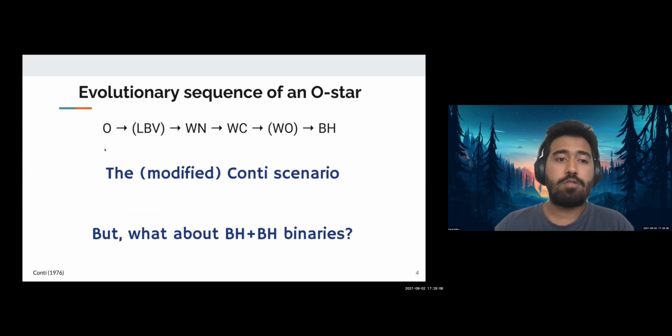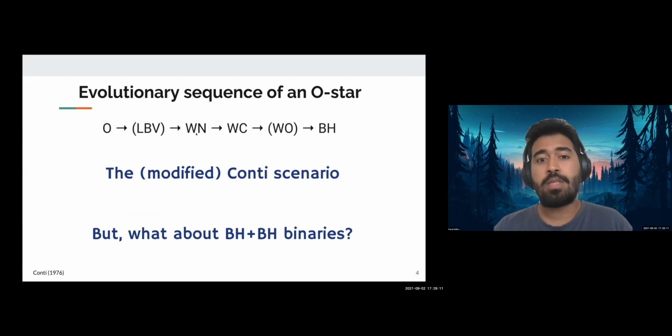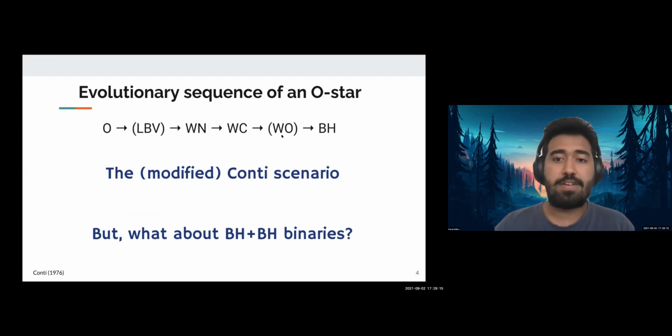So they can go from being an O star with perhaps an intermediate luminous blue variable phase to WN, WC, and if they're massive enough, WO stars before becoming a black hole. So we are quite familiar with the multiplicity of O stars, but then we also have a lot of these black hole binaries that we see with gravitational waves. So the question is, what happens over here? What kind of physics are we missing?